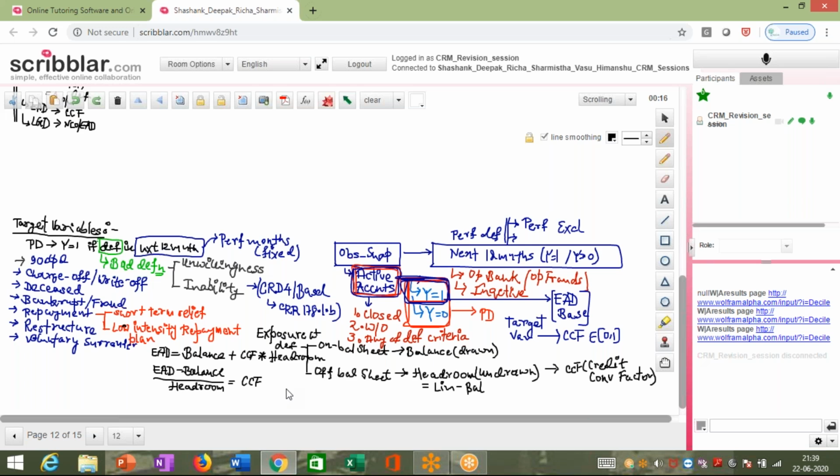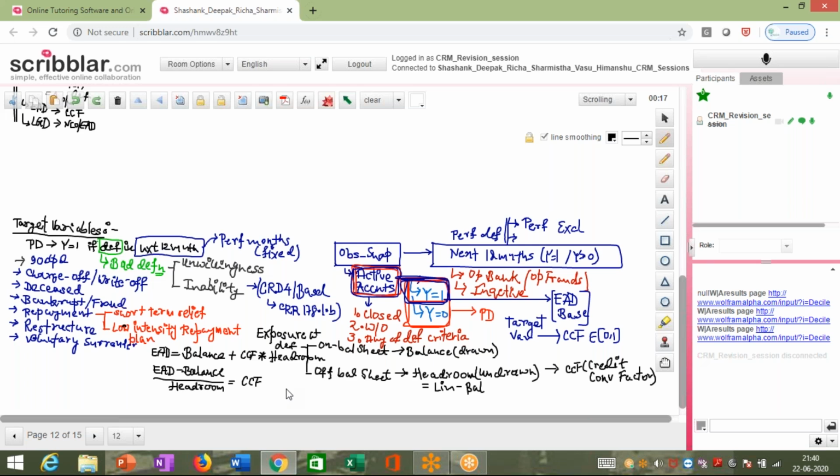Now the question is, how do I define this CCF over here? EAD itself is unknown to me, right? Because my target variable is CCF, the credit conversion factor, which is nothing but EAD minus balance by headroom. So the only information that is available to me is the headroom, which is the limit minus the balance. So I need to define this CCF first, right? That is one of the most important objectives.